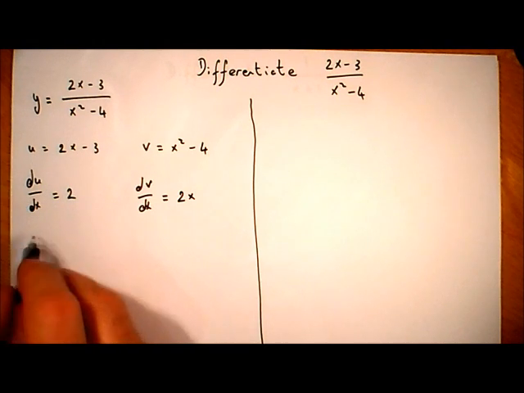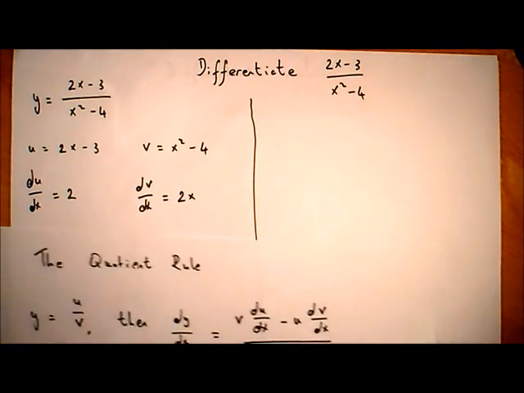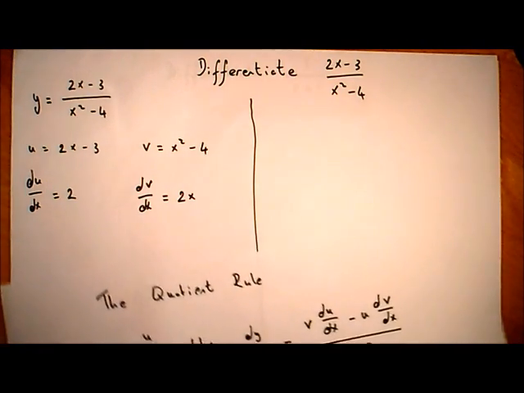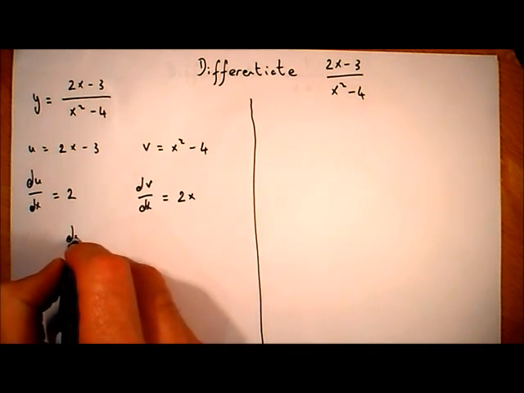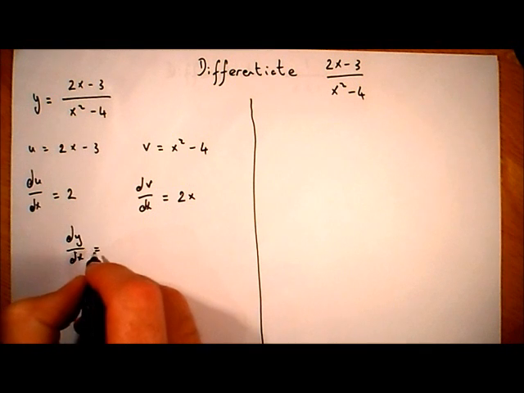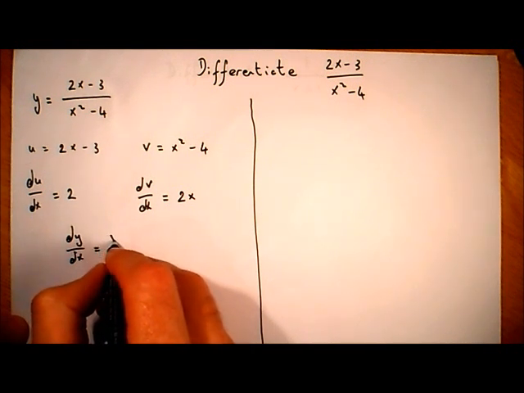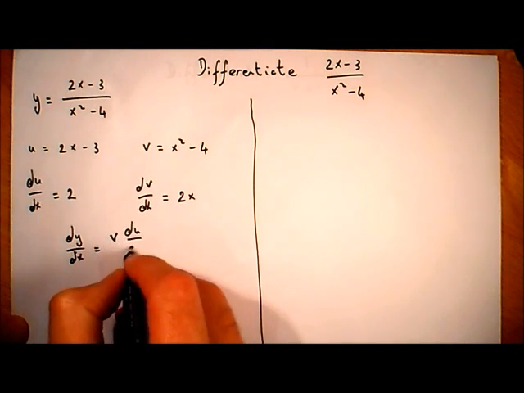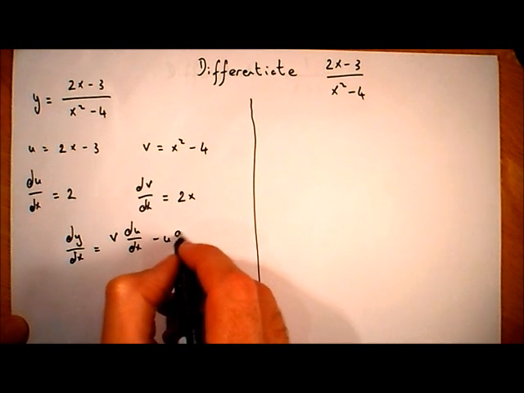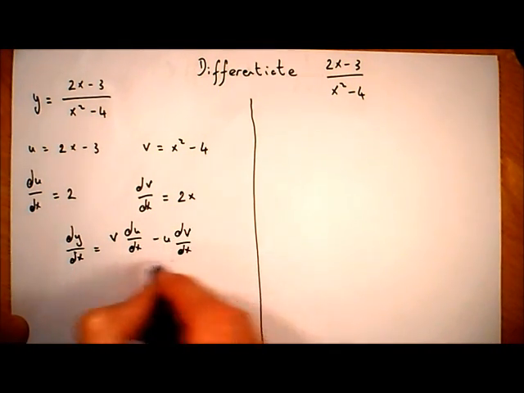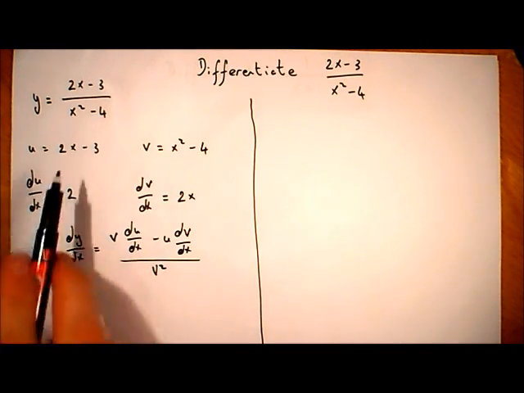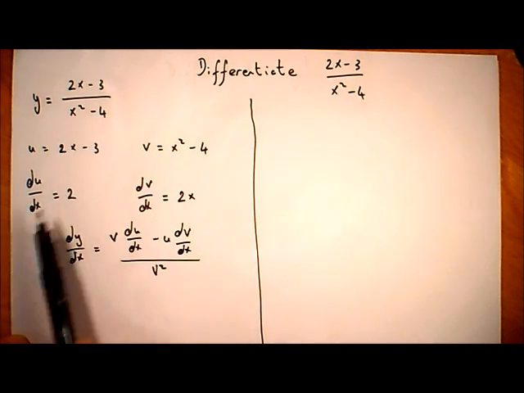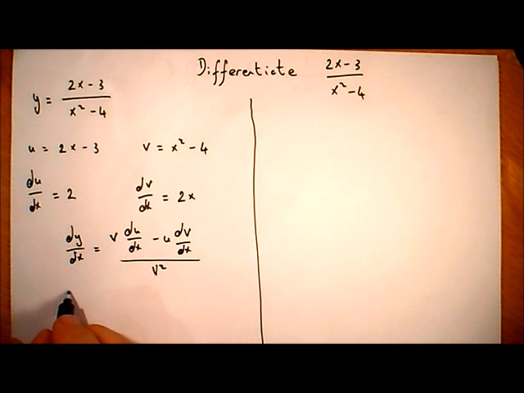So then by the quotient rule, if you look here, I'll write it down again. We have, by the quotient rule, dy over dx, which is what we're looking for, is v times du over dx minus u times dv over dx all over v squared. Okay, so that's the quotient rule. Now I just need to put these things into it.